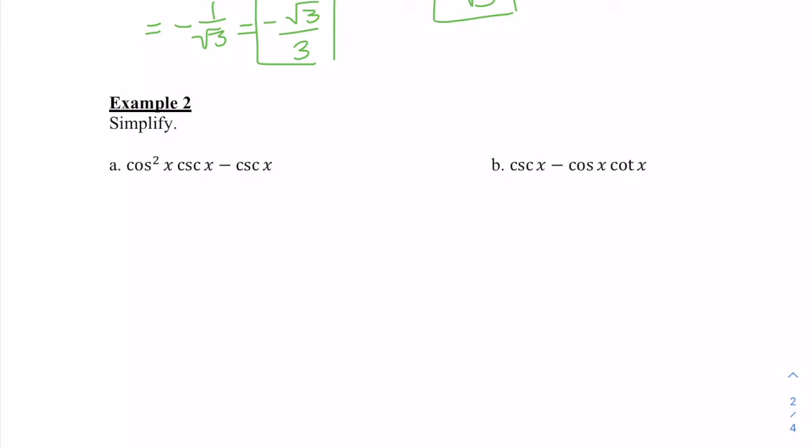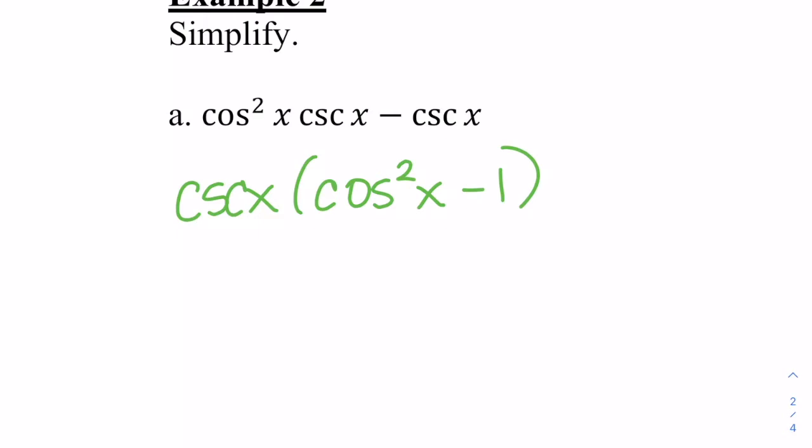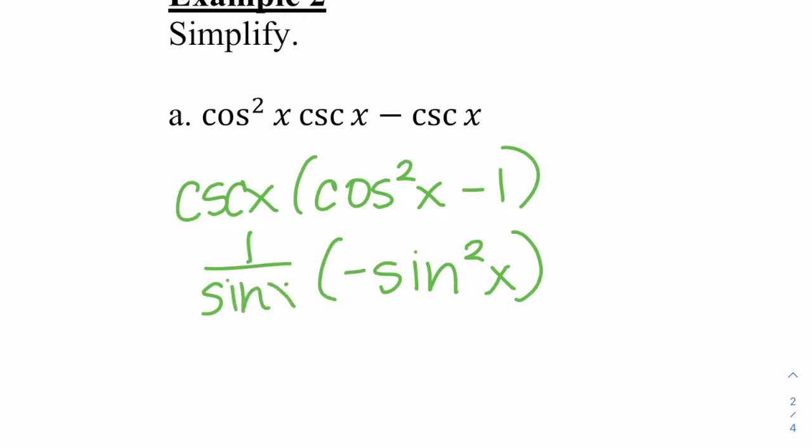Whenever possible, we want to try to factor and simplify these expressions down to one trigonometric term. So looking at A, we can see that both terms have a cosecant. So if I factor out the cosecant, I'll be left with cosine squared minus 1 inside the parentheses. Now, we know that sine squared plus cosine squared equals 1. So if we subtract 1 from both sides, well, this will be equal to negative sine squared. And I could write cosecant as the reciprocal function. So that's 1/sine of x. And when we multiply those, we have one of the sines reduce, and we'll be left with negative sine of x.